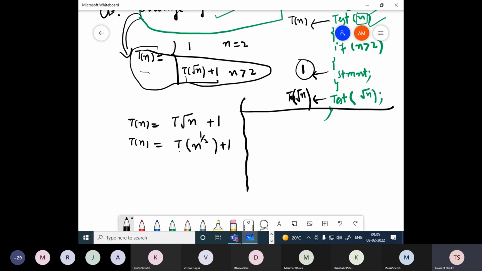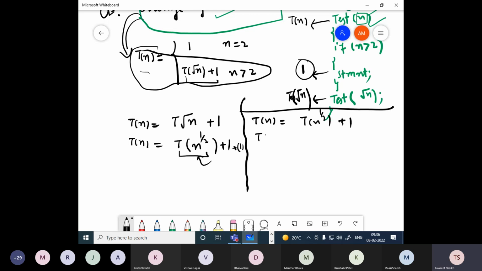So I will use the substitution. I can use any method, but let me take the substitution method. What I do in substitution is that if I know the value of T of n power 1 by 2, I will substitute it here and see what the result looks like. So to find the value of T of n power 1 by 2, this is my original standard form first. So I will write it here again: T of n power 1 by 2, plus 1.